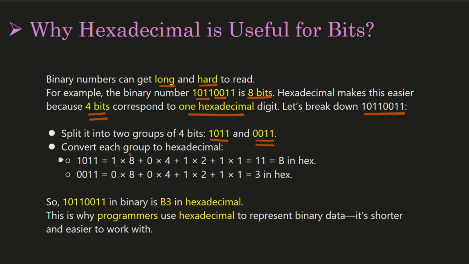Convert each group to hexadecimal. 1011 is 1 times 8 plus 0 times 4 plus 1 times 2 plus 1 times 1, which is 8 plus 2 plus 1, equaling 11, or B in hexadecimal. 0011 is 0 times 8 plus 0 times 4 plus 1 times 2 plus 1 times 1, which is 2 plus 1, equaling 3 in hexadecimal. So 10110011 in binary is B3 in hexadecimal. This is why programmers prefer hexadecimal for binary data. It's shorter and easier to work with.